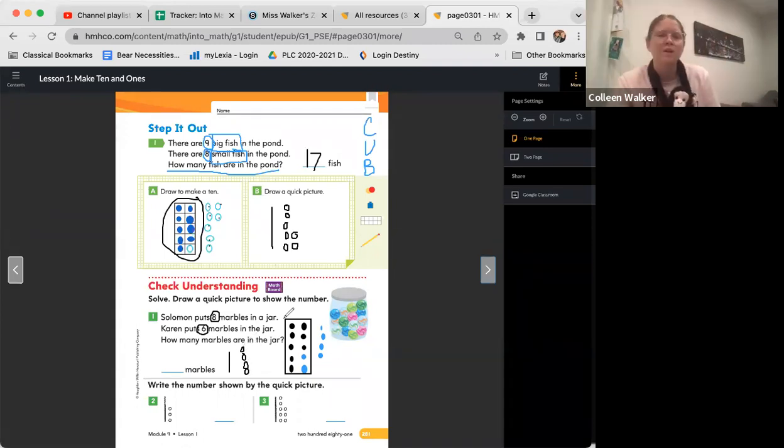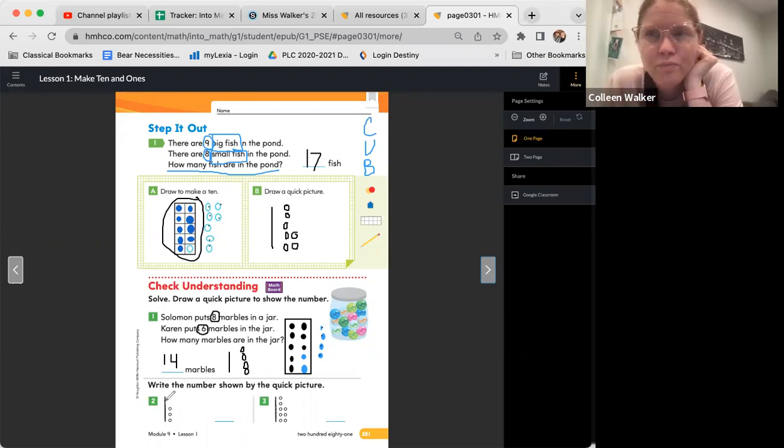1, 2, 3, and 4. Awesome. So we have 10. What comes after 10? 11, 12, 13, 14. 14 marbles. Awesome. All right, for these 2 friends, you can go ahead and pause. And then if you want to unpause to check your work, that would be fine.